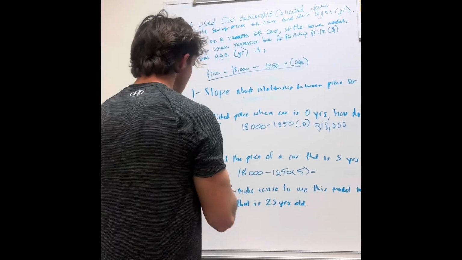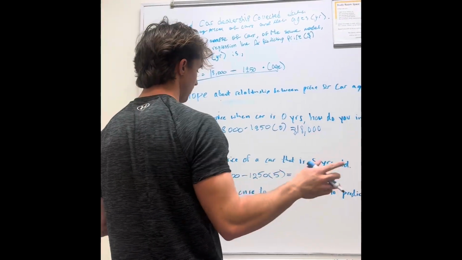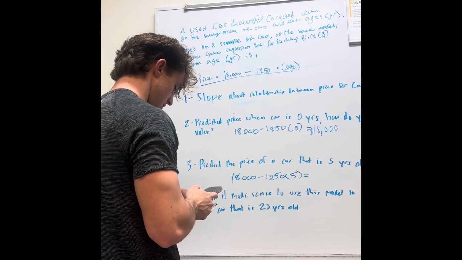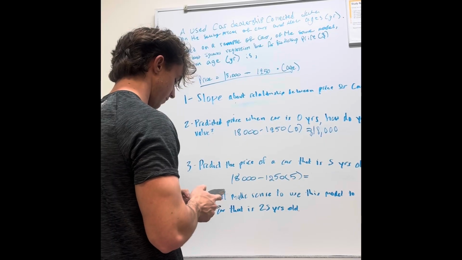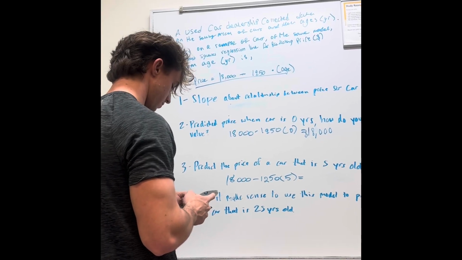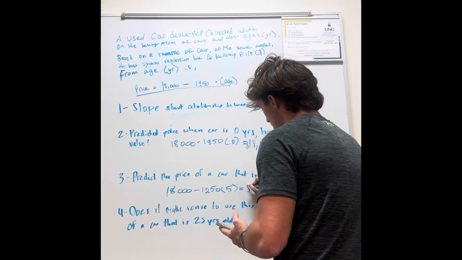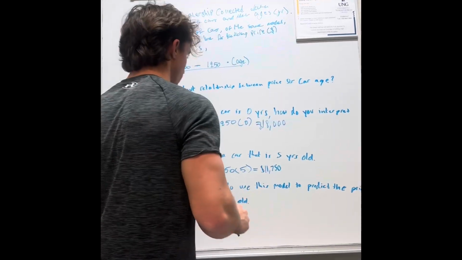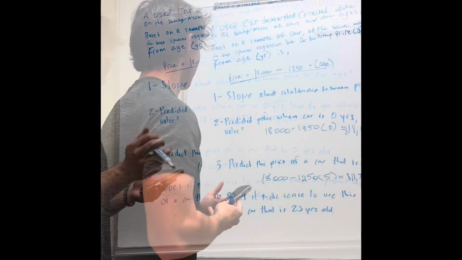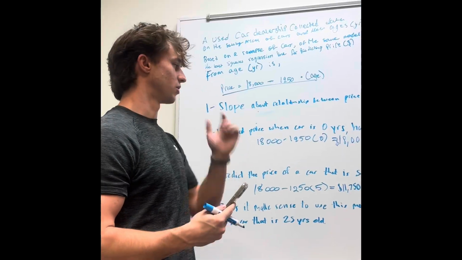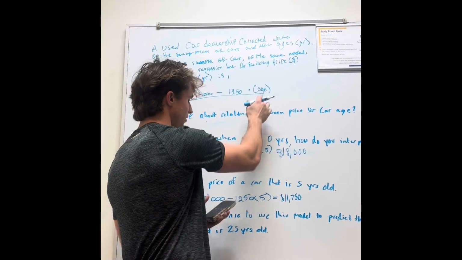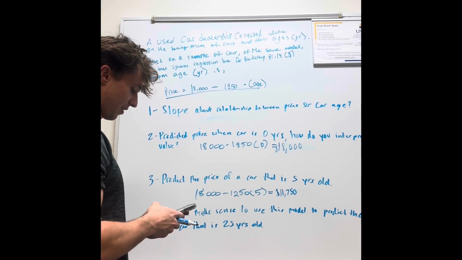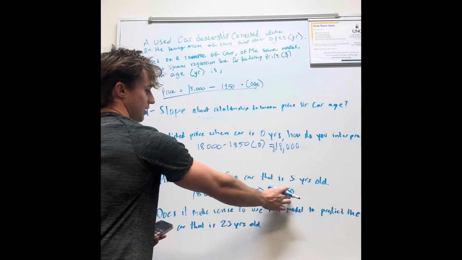Okay? Then number three, predict the price of a car that is 5 years old. So same thing, I'm going to multiply that. 18,000 minus 1250 times 5 is going to get us 11,750. So that's the price of the car when it's 5 years old. So for this one, we're just plugging 5 into the age box, 18,000 minus 1250 times 5, that's the age we're looking for. I'm going to get 11,750.